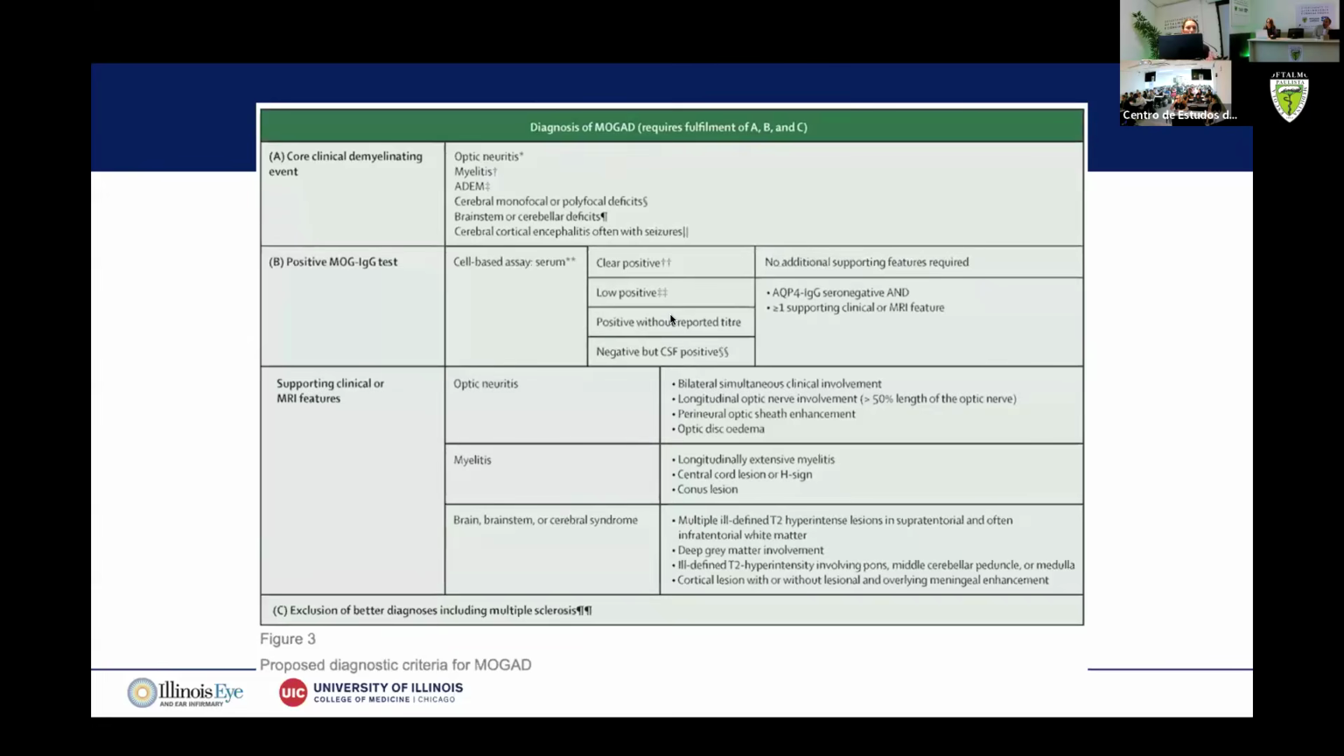However, if a few things: one, the titer is lower than 1 to 100, or CSF is positive for the antibody but not the serum, or there's one other. I'll come back to that if I remember it. But then you must meet some other criteria. You must have supporting MRI or clinical features that are suggestive of MOGAD, and it's important to exclude another etiology, such as MS.